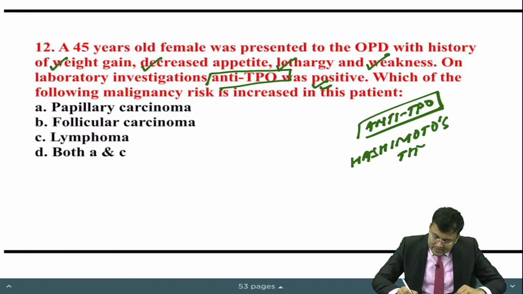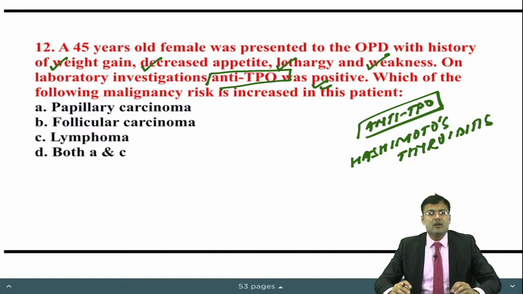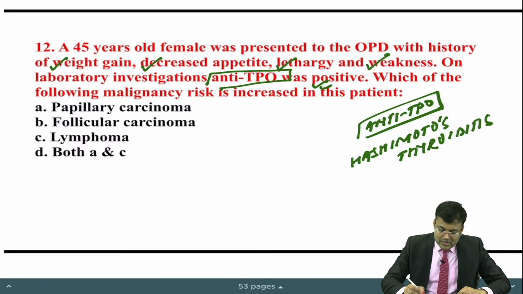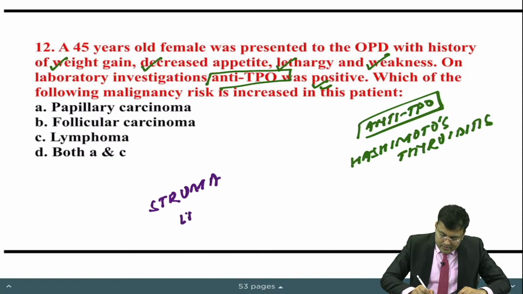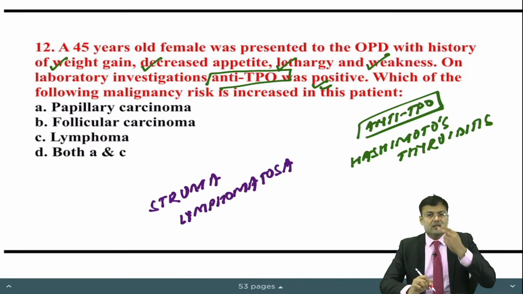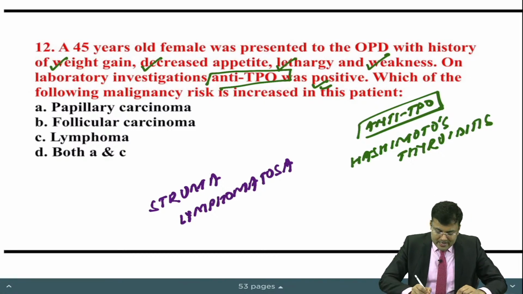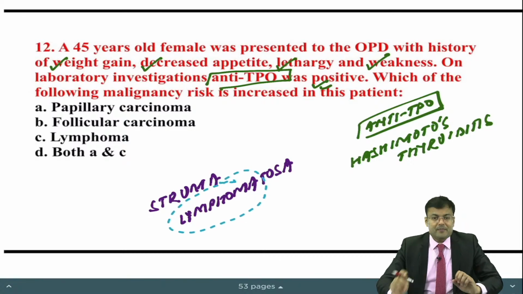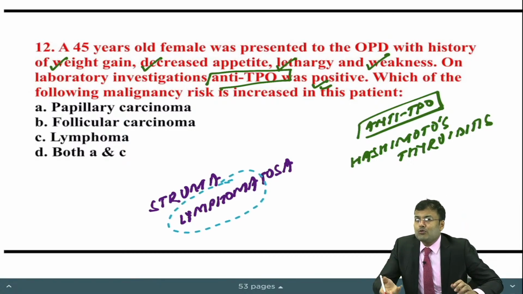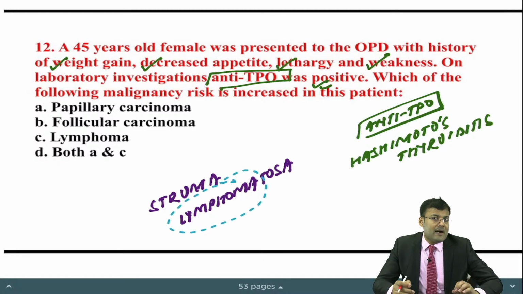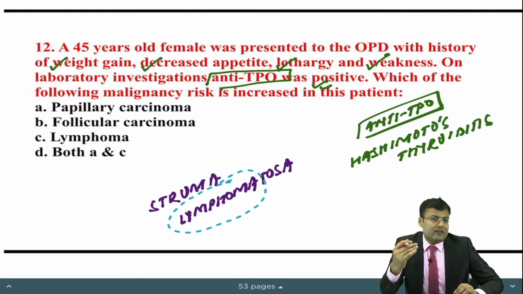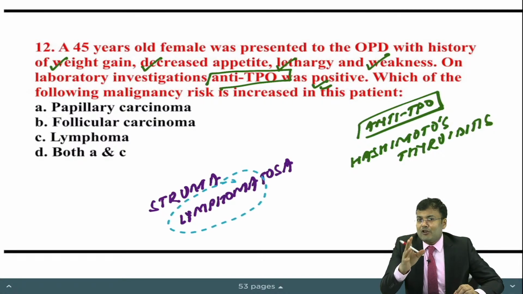Hashimoto's thyroiditis. Simple. What is the other name of Hashimoto's thyroiditis? It is also known as struma lymphomatosa. See the name? So can you find out the one malignancy hidden in the term struma lymphomatosa? Which malignancy is hidden? Tell me. Struma lymphomatosa. So there is increased risk of lymphoma. Not only lymphoma, there is increased risk of papillary carcinoma thyroid also.